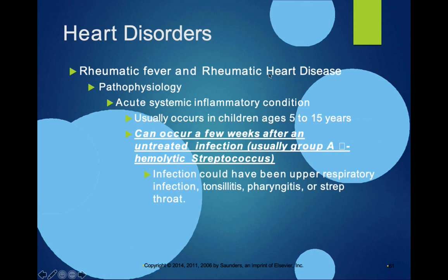Now, rheumatic fever and rheumatic heart disease is an acute systemic inflammatory condition. It occurs usually between the ages of 5 to 15 years and occurs a few weeks after an untreated infection, usually a group A hemolytic strep. The infection could have been in the upper respiratory tract, the tonsils, the pharynx, or a strep throat. Okay, so rheumatic fever, rheumatic heart disease: untreated infection, usually a group A hemolytic strep.